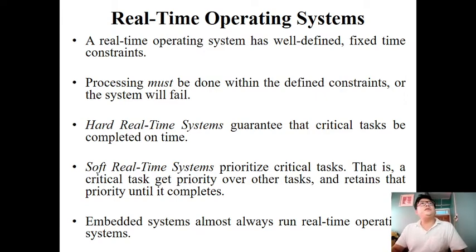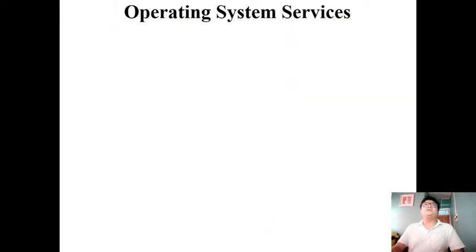Okay, so that's all for the real-time operating system. Now we will talk about the operating system services. There is a list of services that the operating system will provide to the user, and a list of services that the operating system will provide to the system itself. The system itself is the computer system. Let us take each one by one.